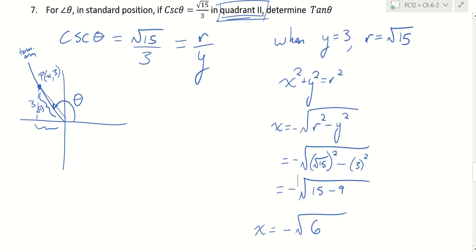All right, so where were we? We want to find tangent of theta. We know tangent of theta is really just y over x. In this particular case, y is 3 when x is negative root 6. There we go. So that's tangent of theta.